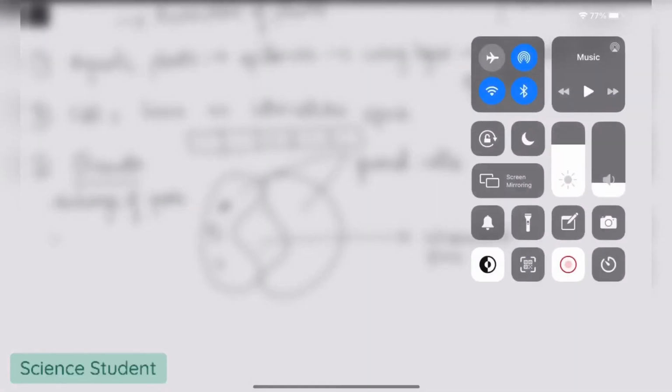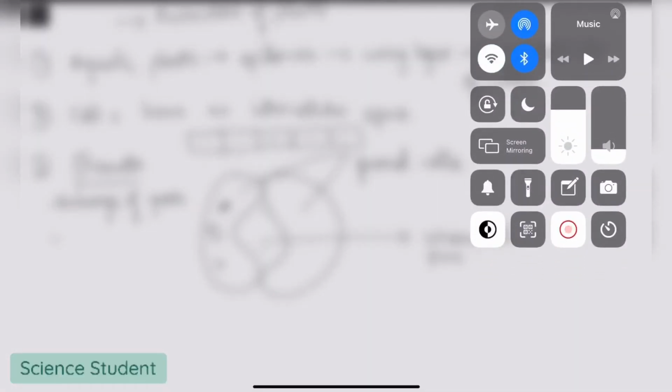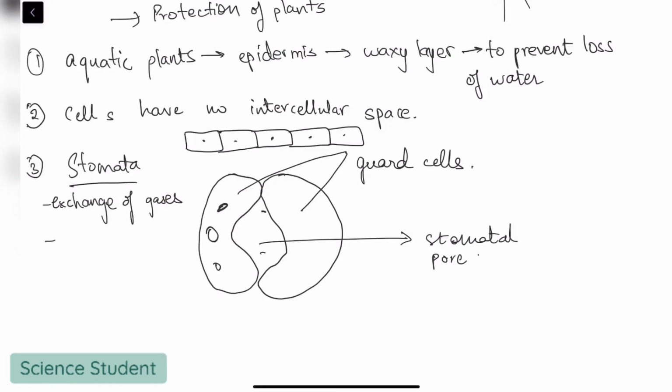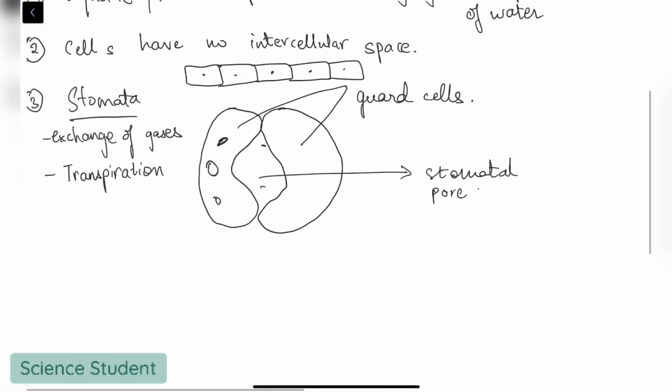Also, stomata lose water through the process of transpiration. You will study transpiration in detail in the next class, that is 10th standard. So this was about stomata. It is essentially used for plant respiration. Exchange of gases simply means respiration.